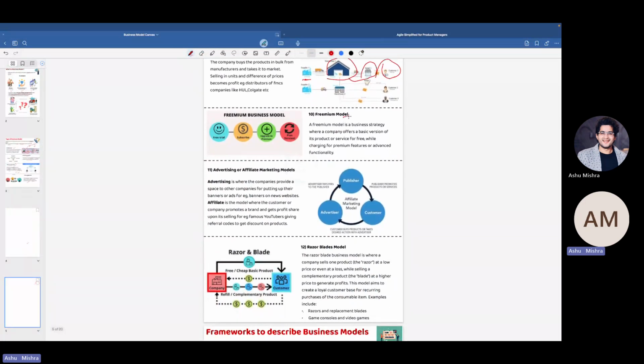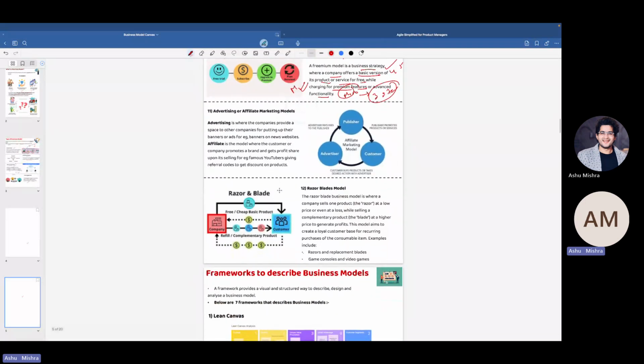Now coming to the freemium model. So the freemium model is a business strategy where a company offers a basic version of its product or service for free while charging for premium features or advanced functionality. For example, guys, if you see Miro, right? Miro in its first or freemium model offers only 3 storyboards which you can use. For the fourth one and fifth one, you have to pay for it. So Miro, Figma board, these are some examples of the freemium business model, guys.